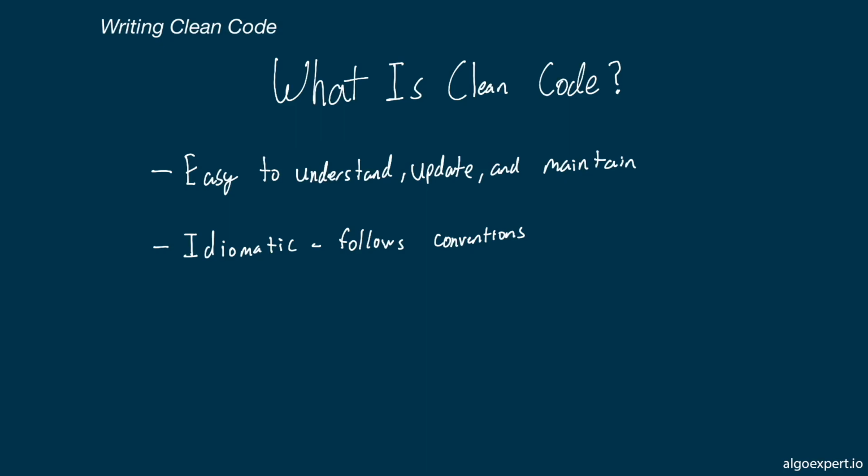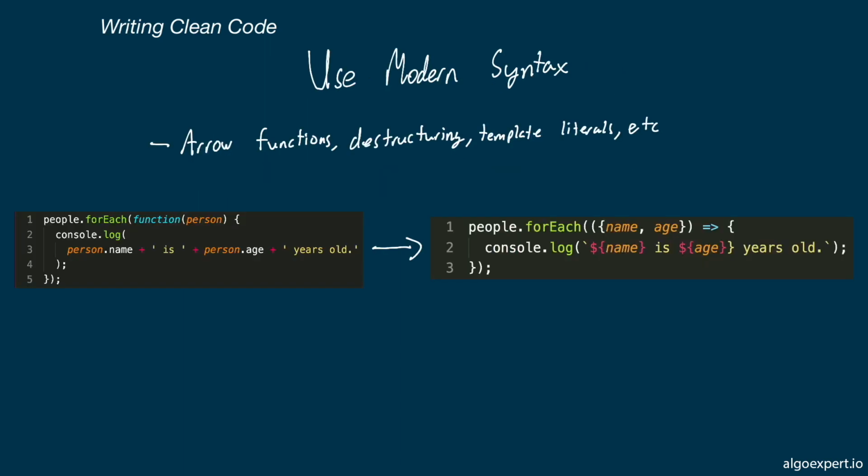In this video, we will be discussing how to write clean JavaScript code. And what we mean by clean code is simply code that is easy to understand, easy to update, and easy to maintain. Moreover, we want to focus on idiomatic code, meaning code that follows the standard practices of the language. Now, the first way that we can accomplish this is by using modern JavaScript syntax.